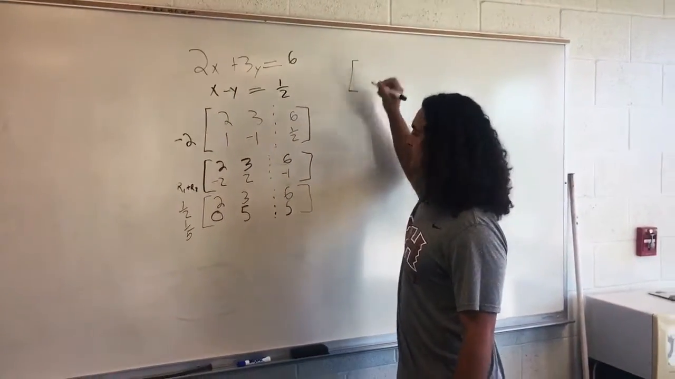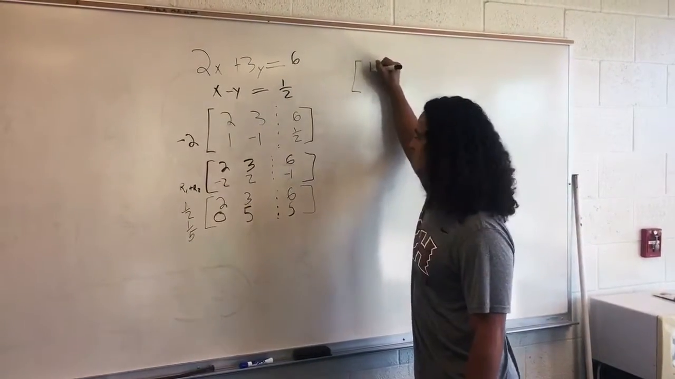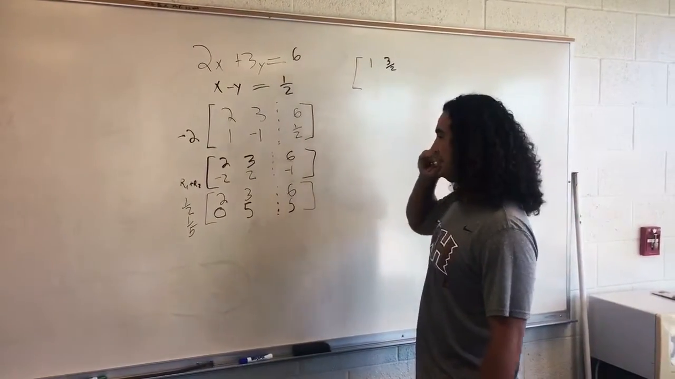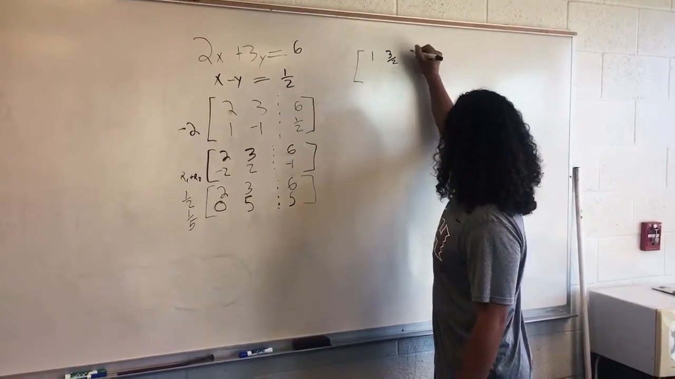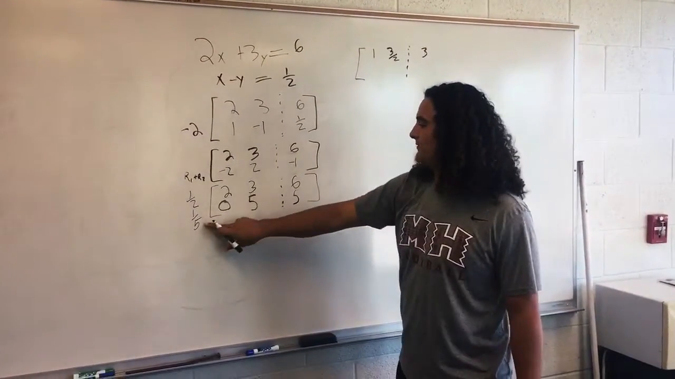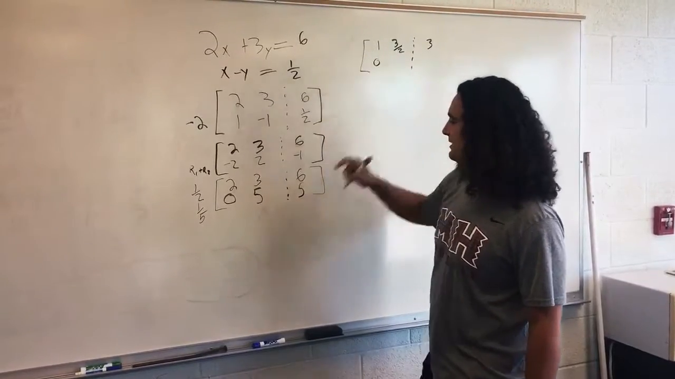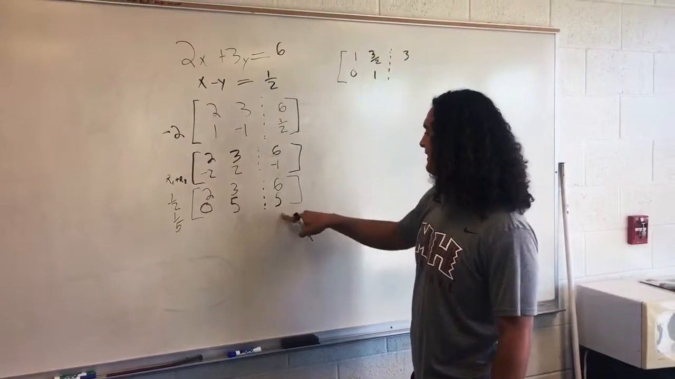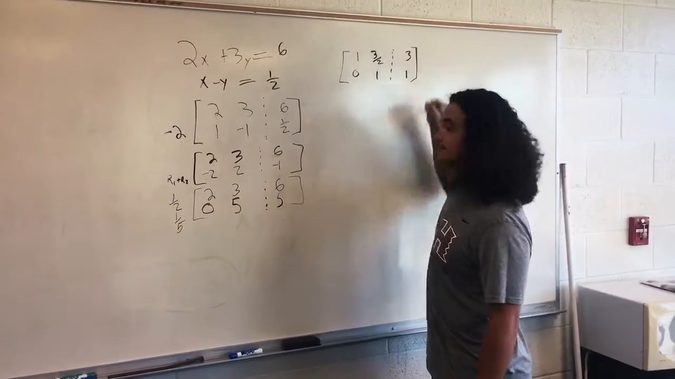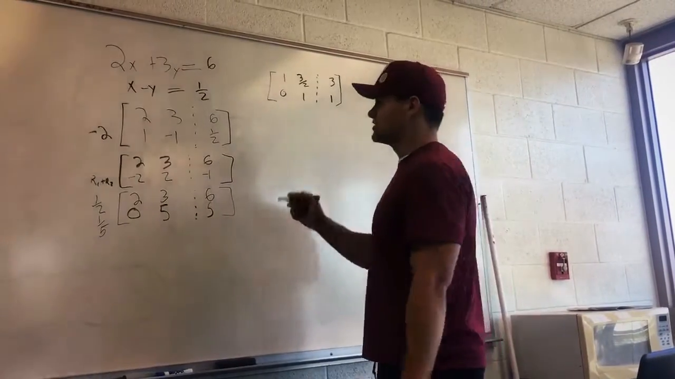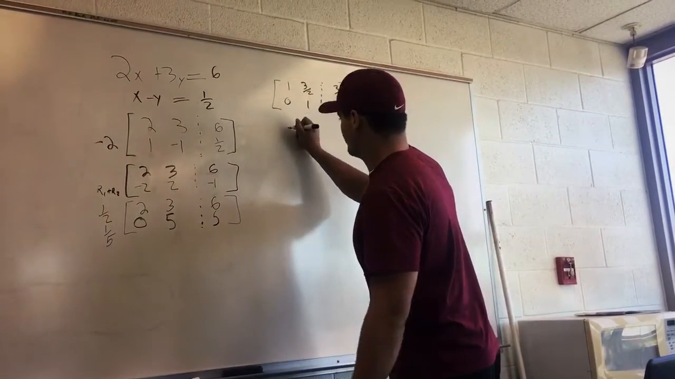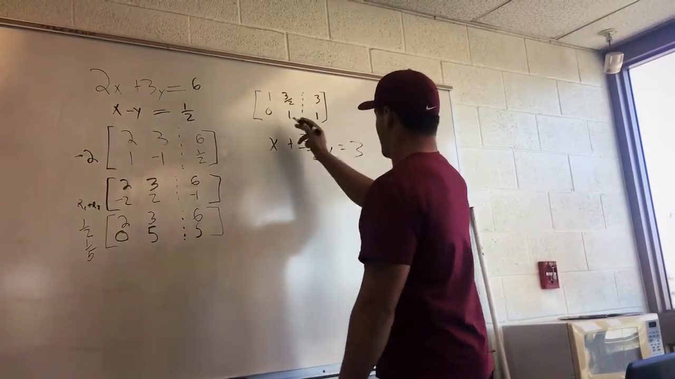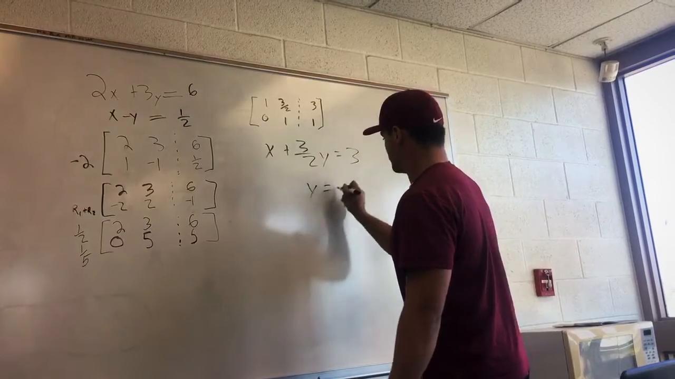Coming up here, 1/2 times 2 is 1. 1/2 times 3 is 3 over 2. And 1/2 times 6 is 3. 1/5 times 0 is 0. 1/5 times 5 is 1. And 1/5 times 5 is 1. The final step is to change it back into the system of equations. So we have x plus 3 over 2 y equals 3. And down here, we have y equals 1.